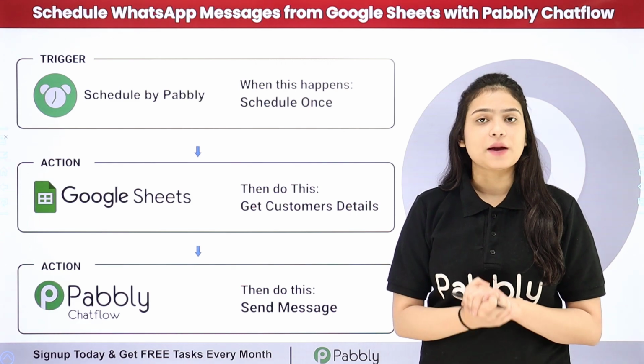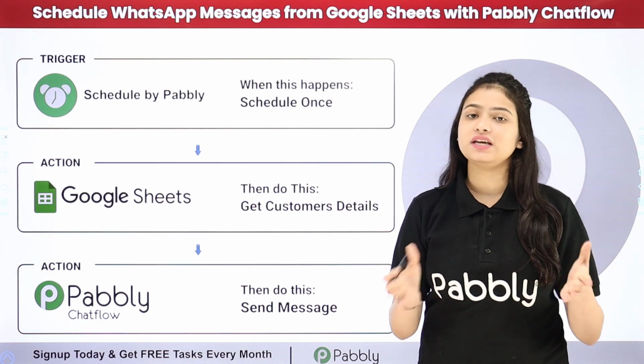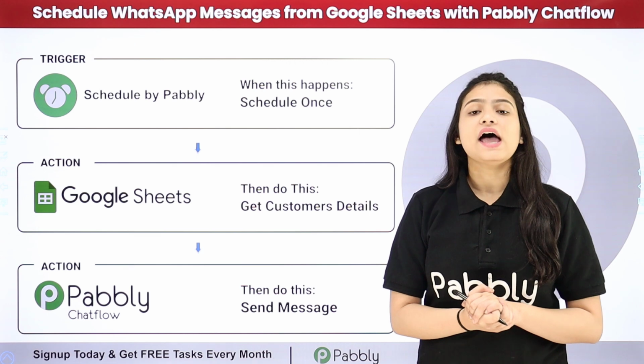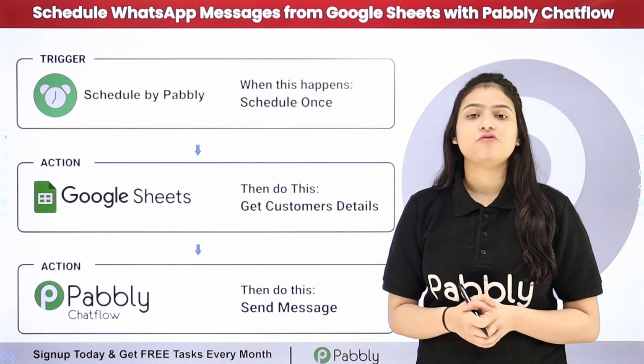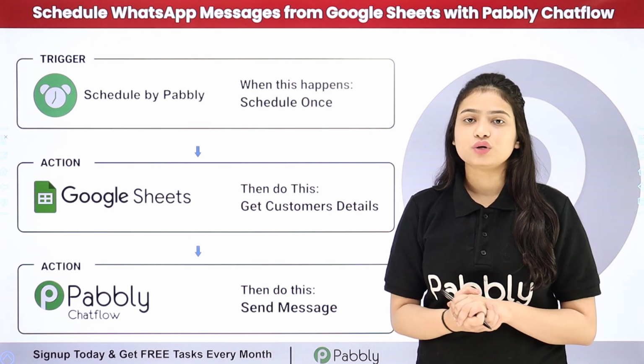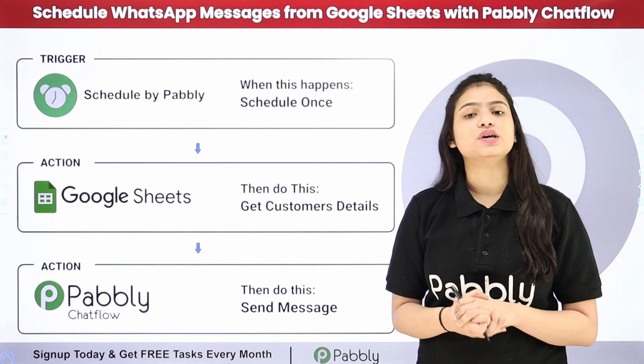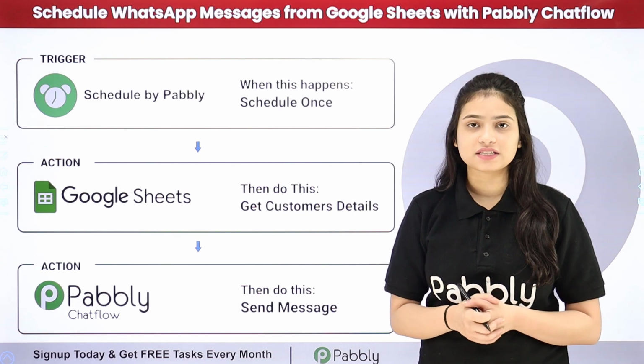Now to automate this entire process, we will have to set up the connection between our Google Sheets and Pabbly Chatflow, and that we are going to do without any coding and any programming skills, simply with the help of Pabbly Connect. So if you also want to learn this amazing automation step by step for your business, for that you have to come towards my screen.